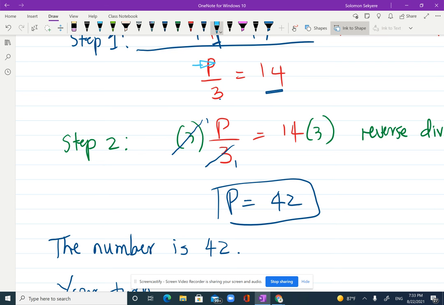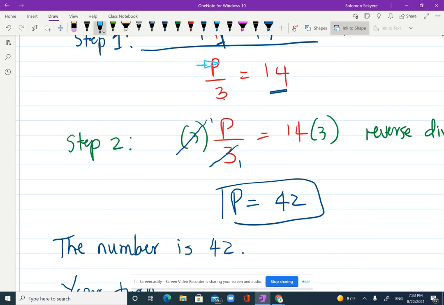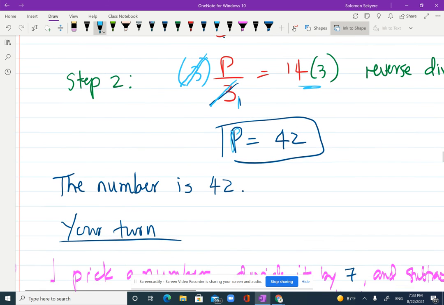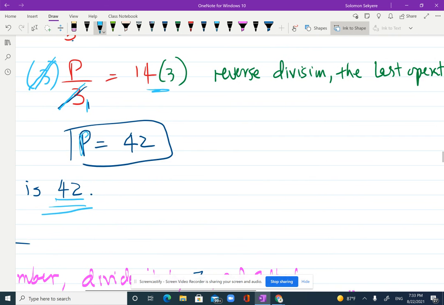Okay, we have P divided by 3 equals 14. This is division. We are going to reverse division with what? Multiplication. So we are going to multiply both sides by 3. This side by 3, this side by 3. Okay, so watch what happens when I multiply this side by 3. This becomes 3 divided by 3, which is 1, so that goes away. We are left with just P, and 14 times 3 equals what? 42. So the number is 42.